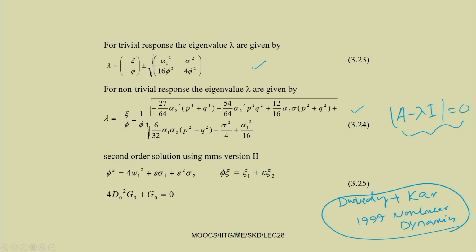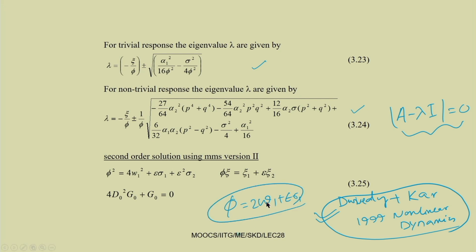So, you can refer to this paper where it is done for a parametrically excited system. In the method of multiple scales version 2, you can take this phi square and expand it as 4 omega 1 square. Previously, we took phi equal to 2 omega 1 plus epsilon sigma 1, and we did it. So, this is external excitation.